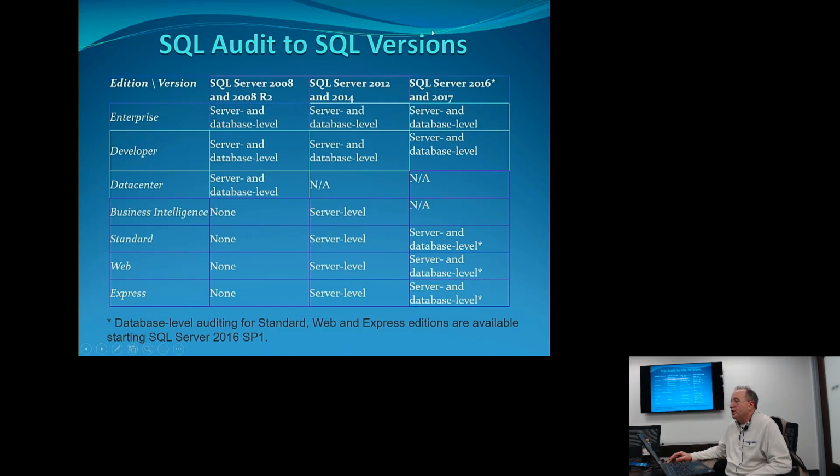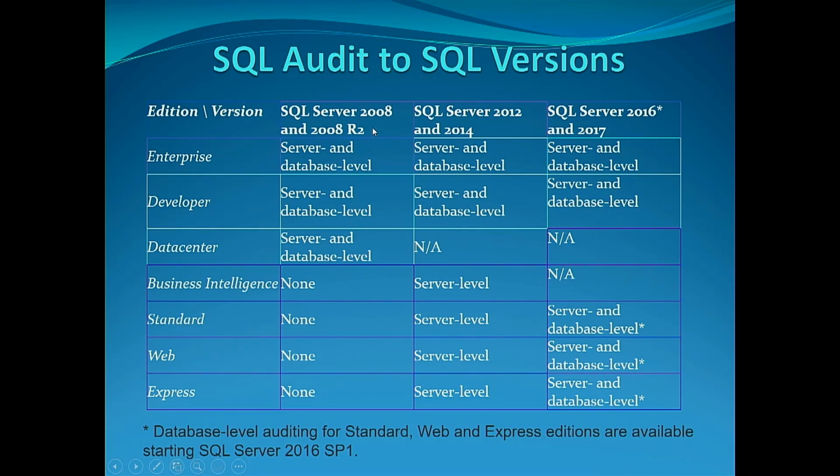SQL Audit by SQL versions. I thought this was interesting. We won't spend much time on this, but you see the second column is 2008 R2, the next one is 2012 and 14, and the next one is 16 and 17. Microsoft was real stingy in 2008 R2. You notice that Enterprise, Developer Edition, and Data Center were the versions you had to buy in order to do full SQL auditing at the server level or at the database level. 2012 and 14, it was pretty much the same thing, but they gave you Standard Edition at the server level, not database level. But a wonderful thing happened with 2016 and 17.